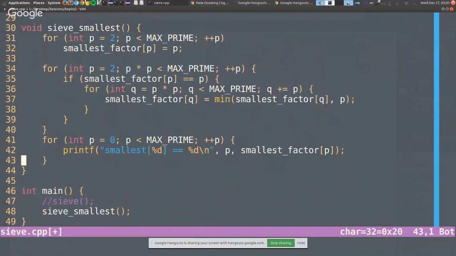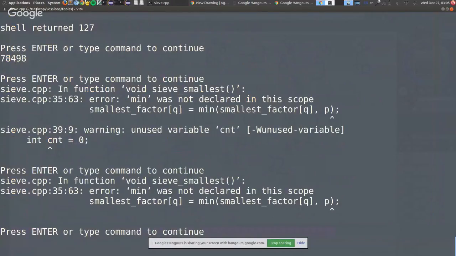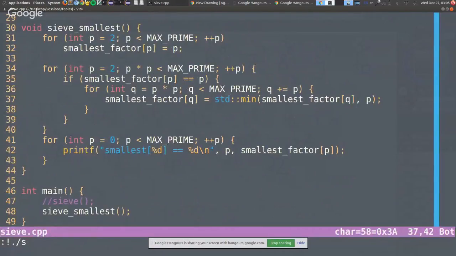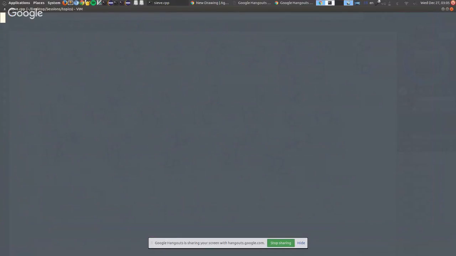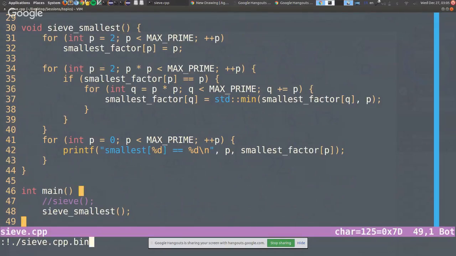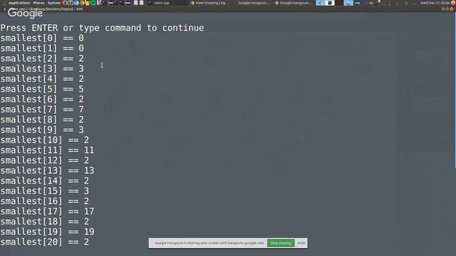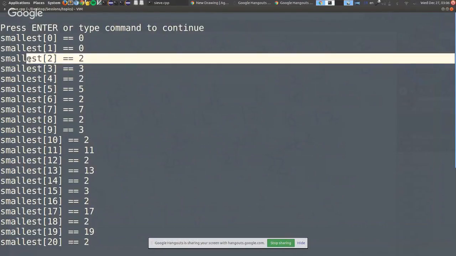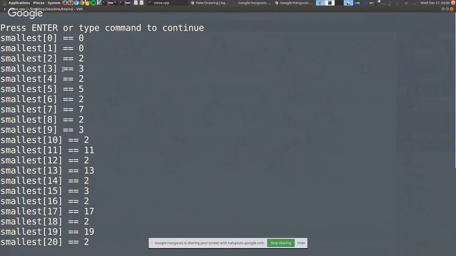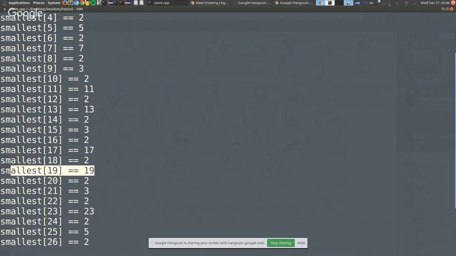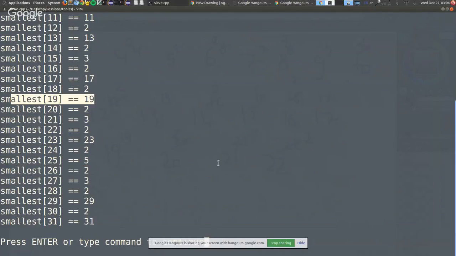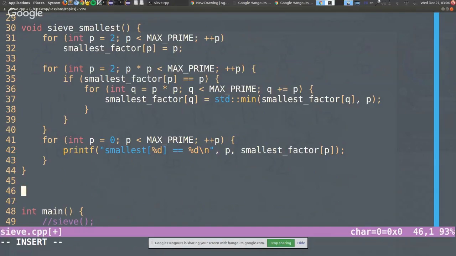I forgot to include the print, so now we run this. Basically it prints the way we're expecting. So the smallest for 2 is 2, the smallest for 3 is 3, and so on. The smallest for 7 is 7. And as we expect, for the prime numbers we have the numbers themselves. This array can actually be very useful to factorize a given number.